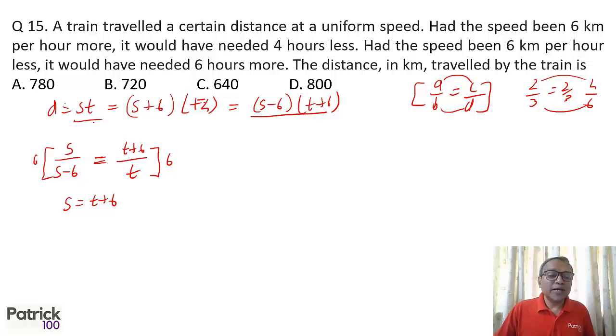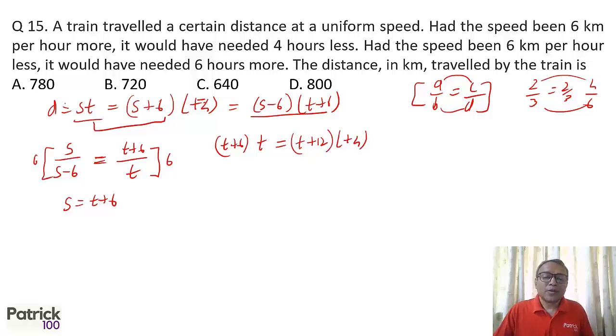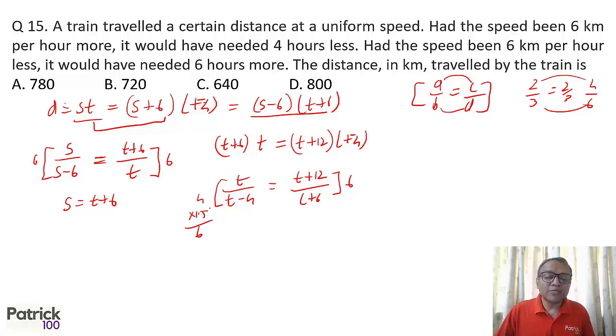Now use this and put it in this particular equation. So s is equal to t plus 6, so t plus 6 into t. And s plus 6 becomes t plus 12, into t minus 4. Right. So t upon t minus 4 is equal to t plus 12 upon t plus 6. Now here the difference is 6, here the difference is 4. To make it equal, make this difference 6 by multiplying by 1.5. If I multiply by 1.5, it becomes 6.